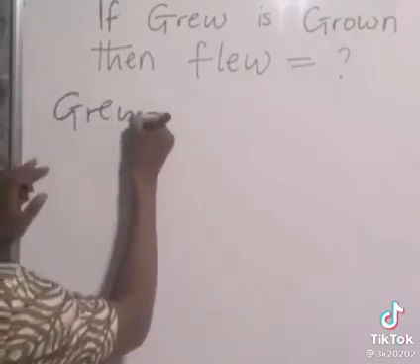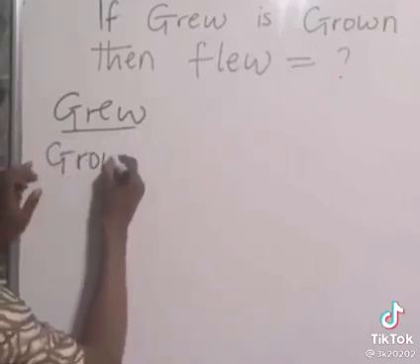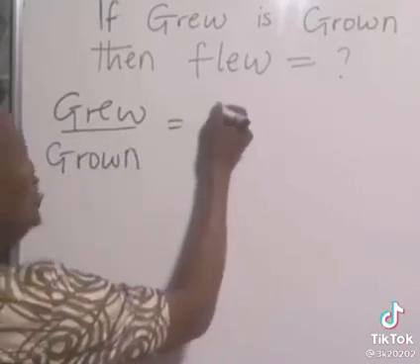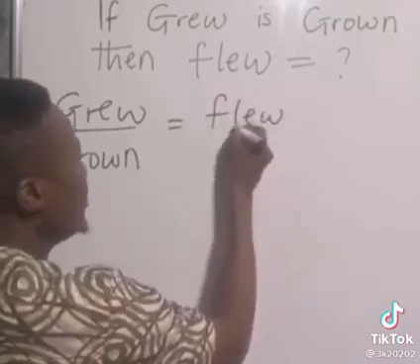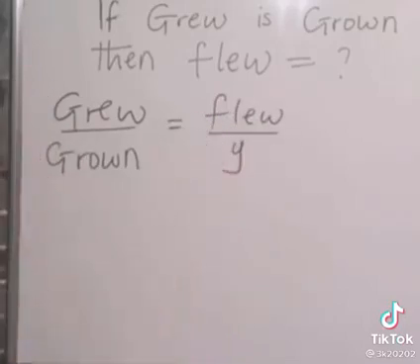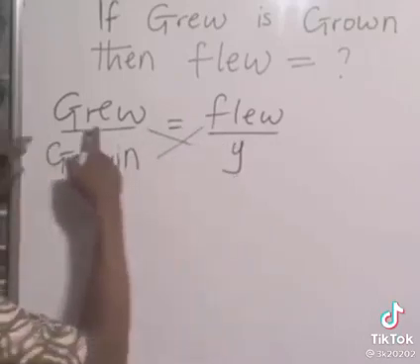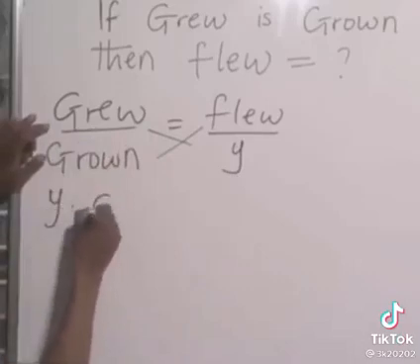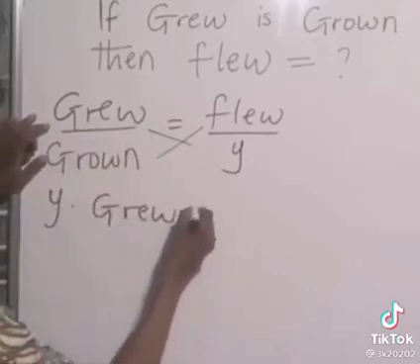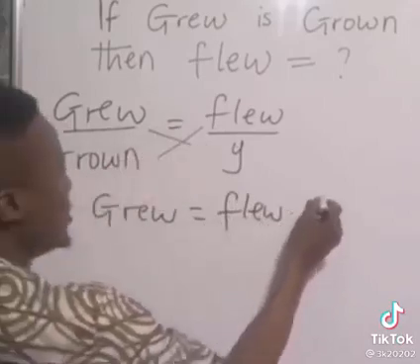Grew over grown is equal to flew over the past participle, which we don't know, so we can represent it with y. Then cross multiply. Y will times this. Y times grew equals flew times grown.